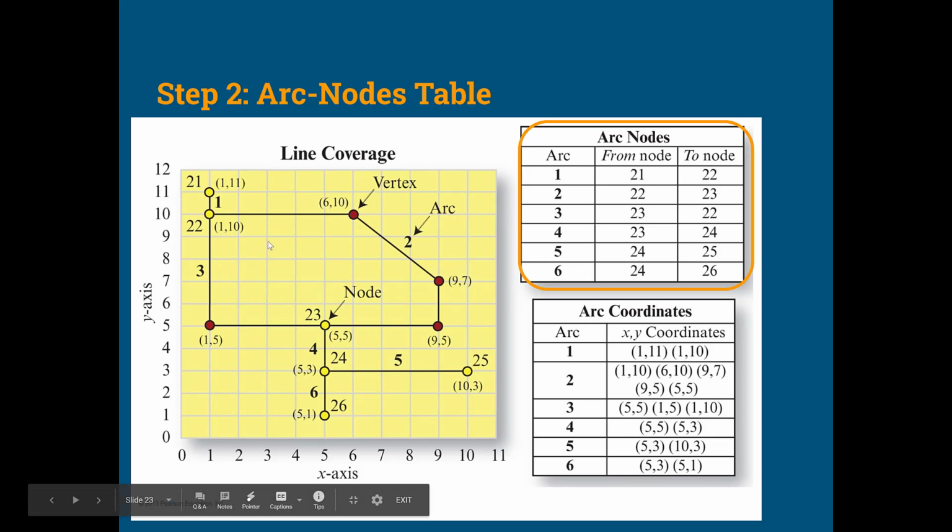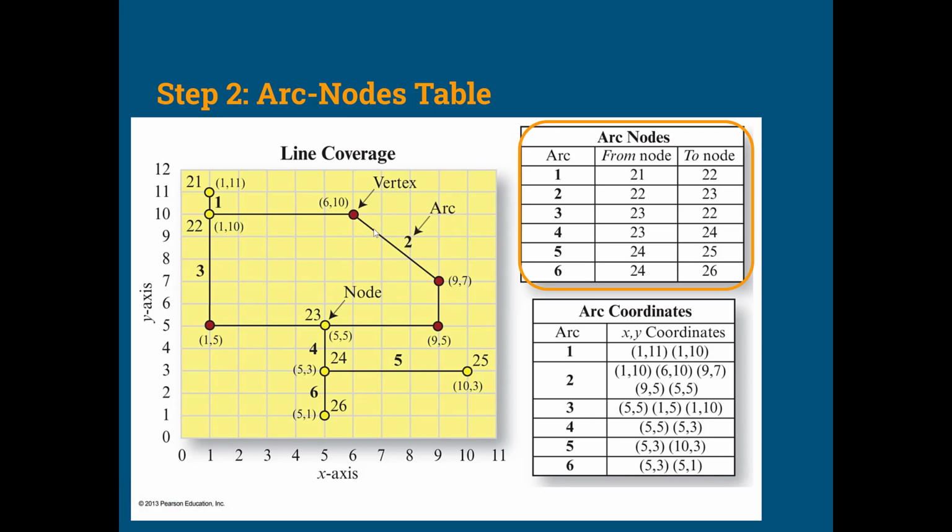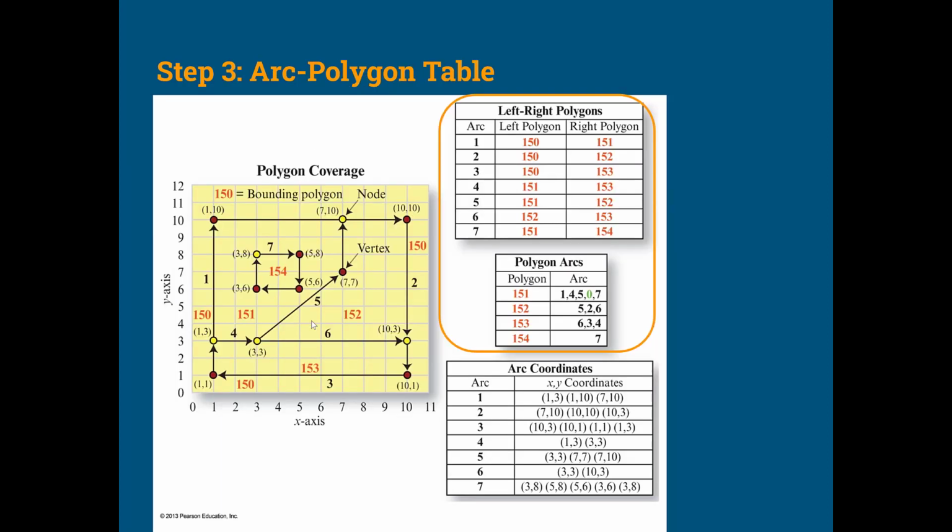And so on. So with that, you can see each arc doesn't just have a shape, it also has a direction, right? You cannot go from 23 to 22, but you can go from 22 to 23. With that, we can define the arc polygon table.